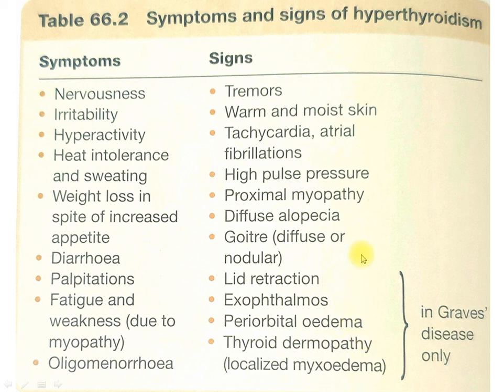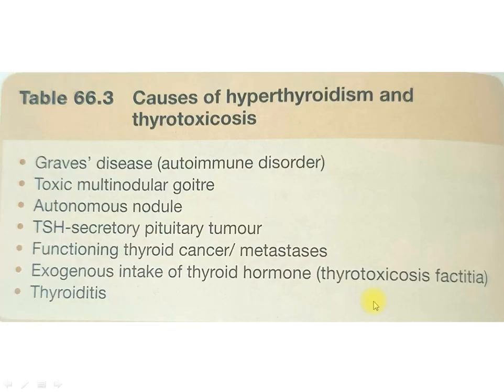These lab findings are associated with the disease. So all these findings are the symptoms and signs of hyperthyroidism. So Graves' disease is a condition of hyperthyroidism. So these four findings are almost always associated with Graves' disease. Okay, let us see the causes of hypothyroidism and thyrotoxicosis.